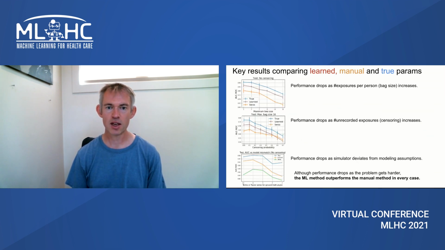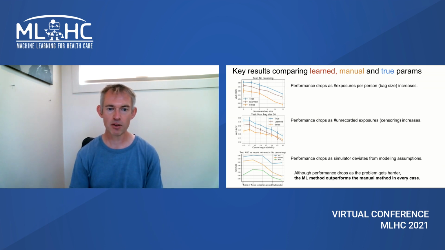We vary three key things in the simulation. The first is the number of exposures per person. More exposures makes the problem harder from a multi-instance learning point of view. To see why, imagine I have many encounters and I become sick. Then it's unclear which person infected me, and therefore it's unclear which features of those exposures are relevant for causing the disease. The second thing we vary is censoring.